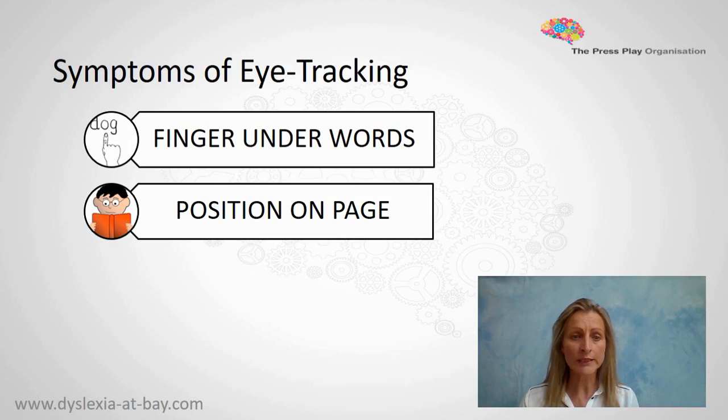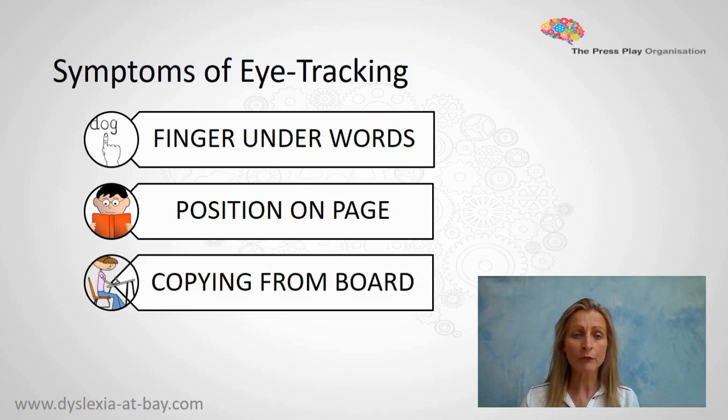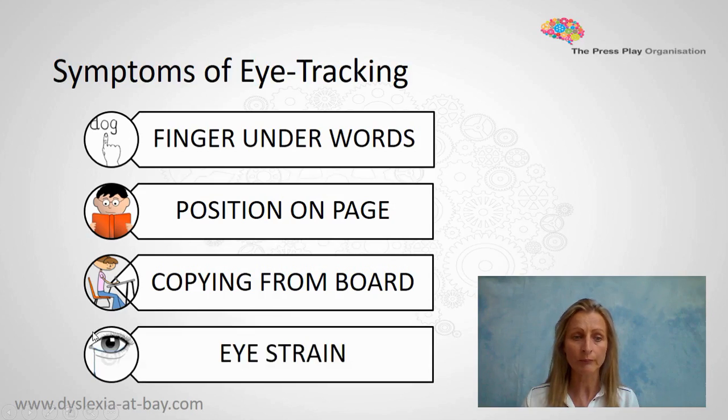Secondly, children losing their position on the page. So if they're interrupted while reading and they look up, they find it difficult to find the correct position on the page again while reading. Copying from the board. Often you will see that children with eye tracking difficulties will have difficulty when they look up to the board and back down again to transfer something into their homework journal, and there are errors writing something from the board directly into their homework journal.